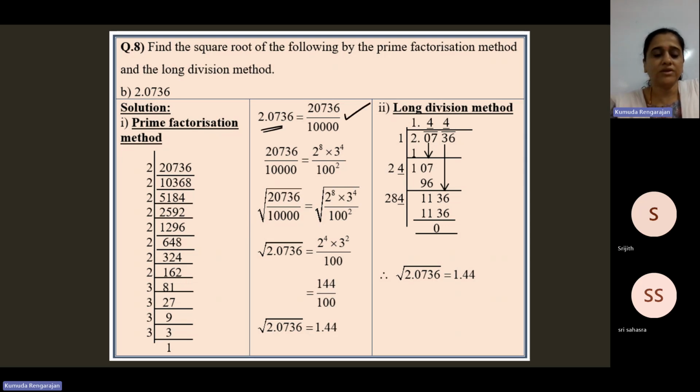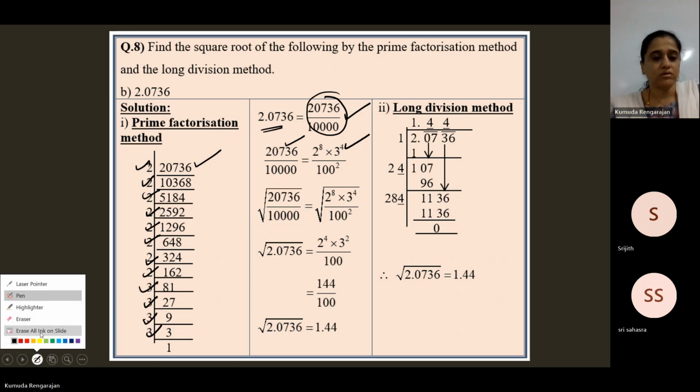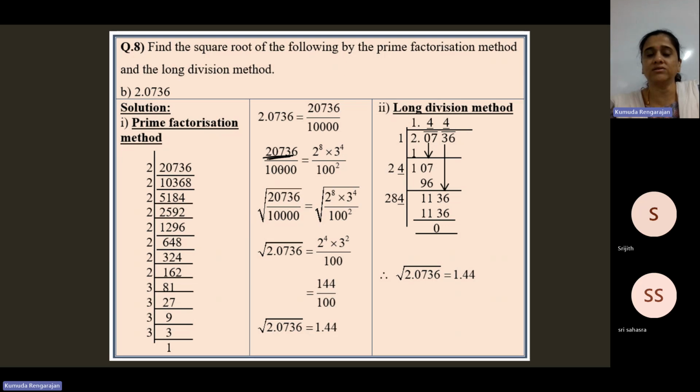That's the first step. Then you see the prime factorization of the numerator here. The numerator can be expressed like this, 2 to the power 8 into 3 to the power 4. 1, 2, 3, 4, 5, 6, 7, 8. 2 to the power 8 into 3 to the power 4. The numerator 20,736 is equal to 2 to the power 8 into 3 to the power 4. The denominator 10,000 can be written as 100 square. 100 into 100 is 10,000. Correct?